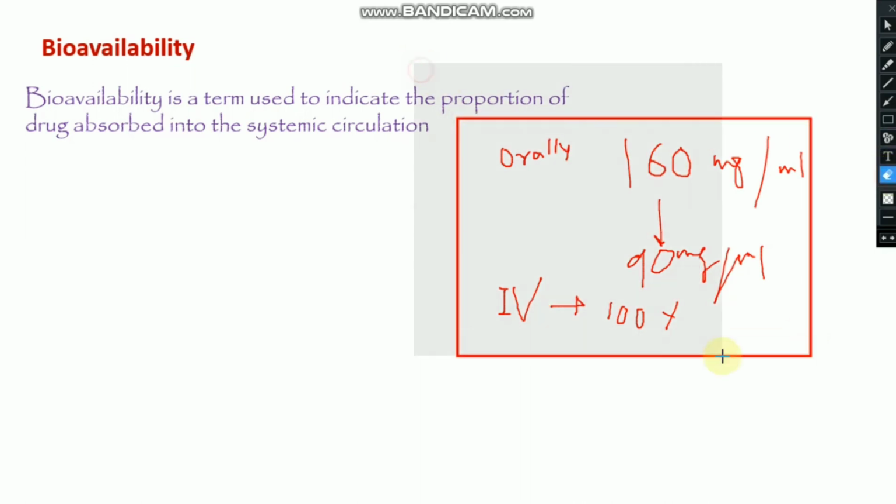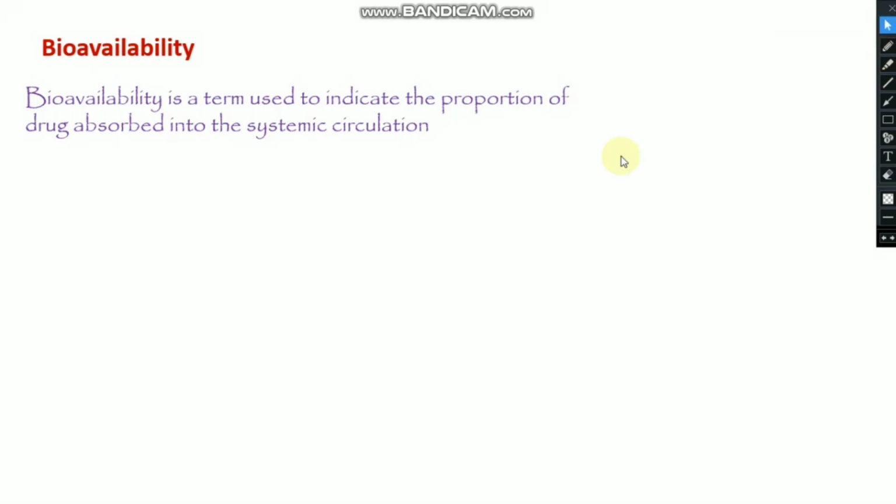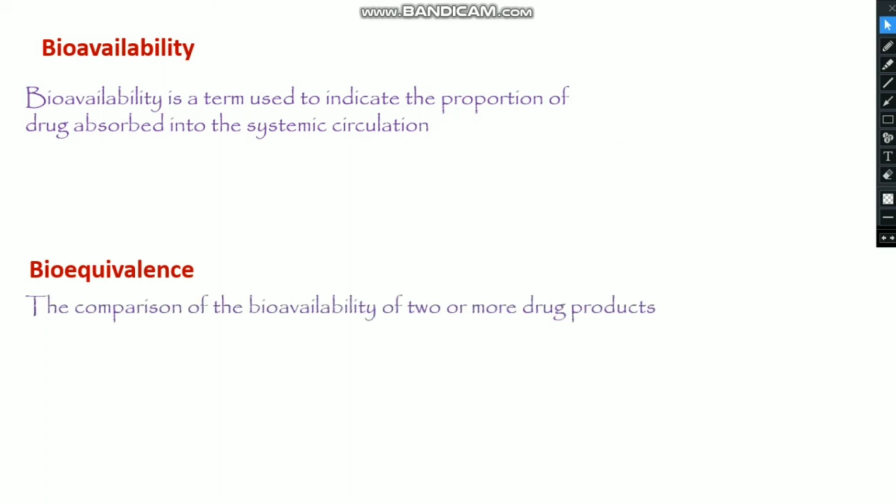And next is the bioequivalence. So bioequivalence is a term that describes a comparison of the bioavailability of two or more drug products. Mainly this bioequivalence is applicable for clinical trial experiments. So when there are two different drugs, like drug A and drug B, and you would like to compare the bioavailability of these two drugs, then you need to use this term, the bioequivalence.